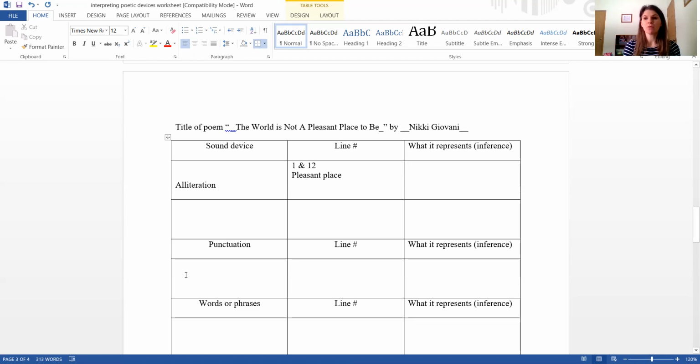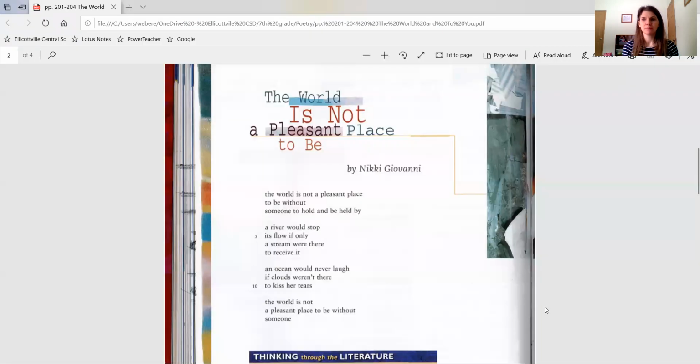Right, I'm going to skip over the second box. I'm going to go to punctuation. And you might be thinking, what punctuation? Right? There is no punctuation in the poem. Not only is there no punctuation, but within the poem itself, there is also no capitalization.